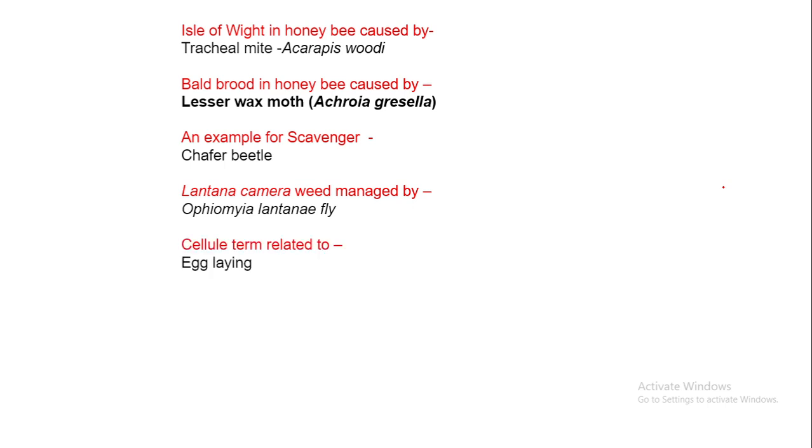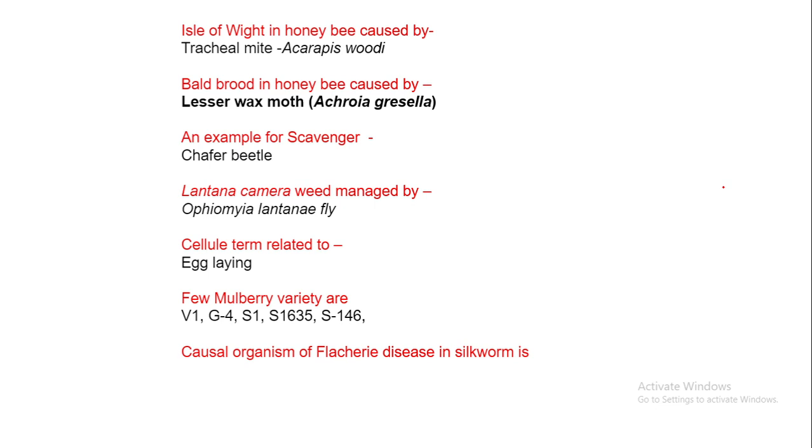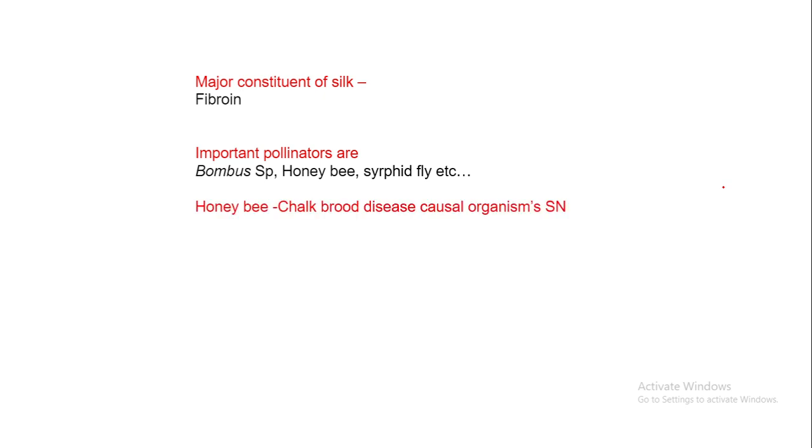Cellular term related to egg laying. A few mulberry varieties are V1, G4, S1, S1635, S146. Causal organism of flacherie disease in silkworm is bacteria. Causal organism of grasserie disease in silkworm is virus. Major constituent of the silk is fibroin. Important pollinators are bumblebee species, honeybee, syrphid flies.